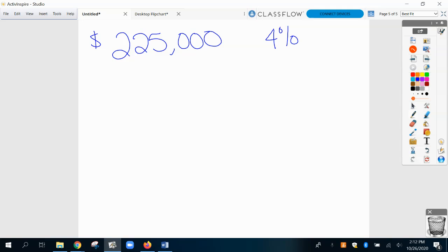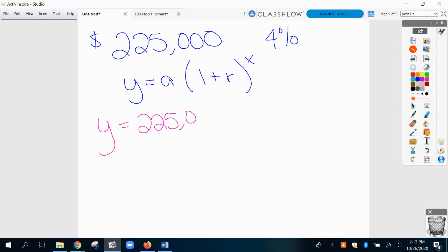Okay, so if the home is raising in value, are we going to want to use the addition sign or subtraction sign in our formula? We want to use the addition sign. So if we're doing y equals a times 1 plus r all to the x, what value do we want to plug in for a? We want to plug in our $225,000 because that's the original price.